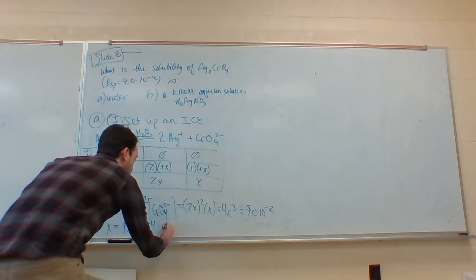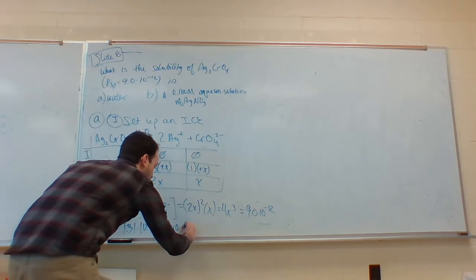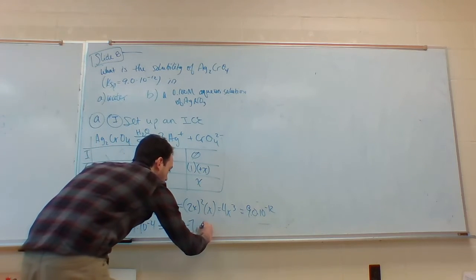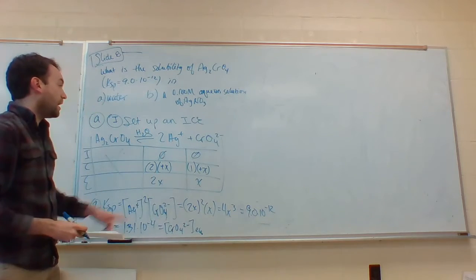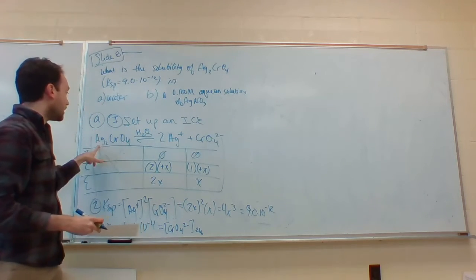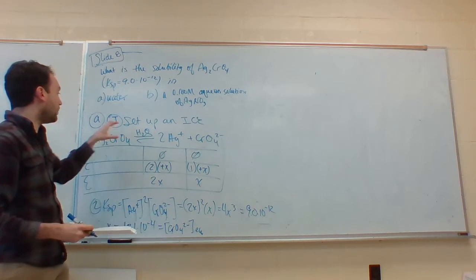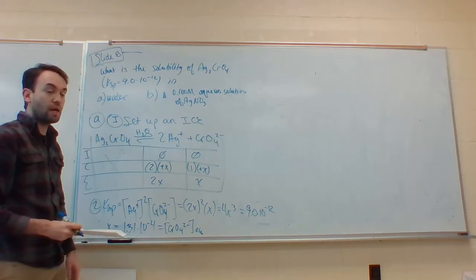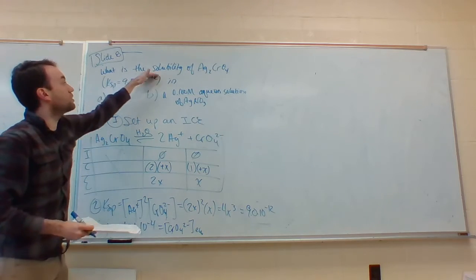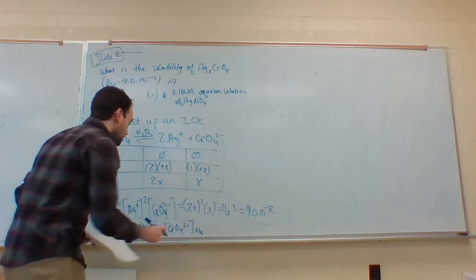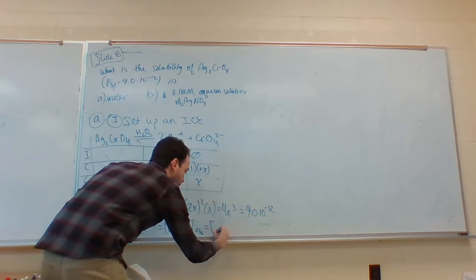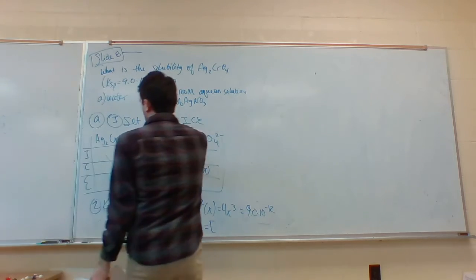This corresponds to our concentration of CrO4 2 minus at equilibrium, okay? Now, that has a 1-to-1 relationship with our solid. Again, at this point, we're trying to get back to our concentration of solid because that will be our solubility, okay? So this corresponds 1-to-1 to our solid, right?